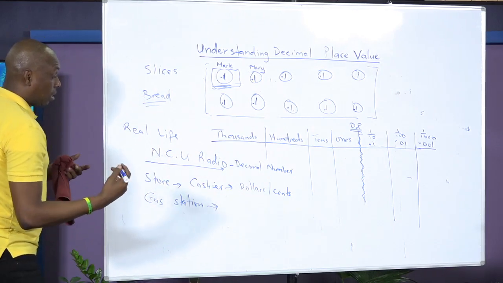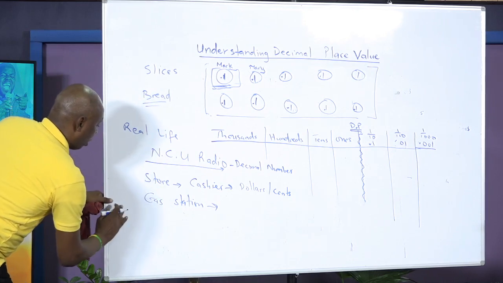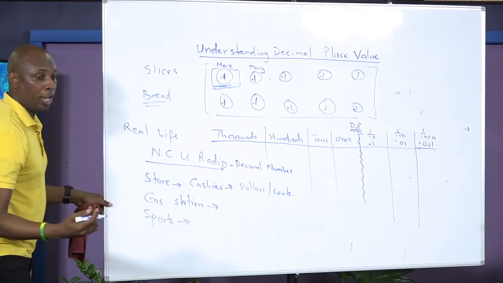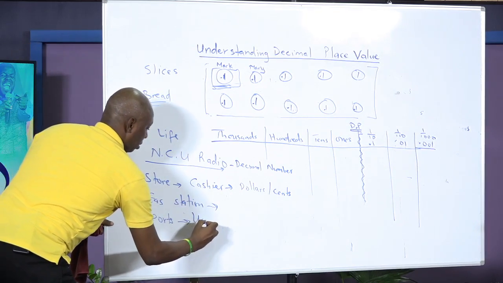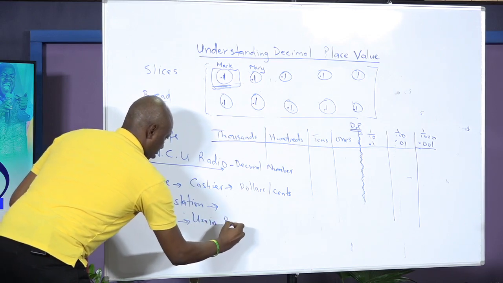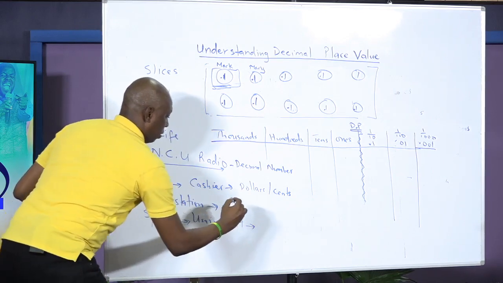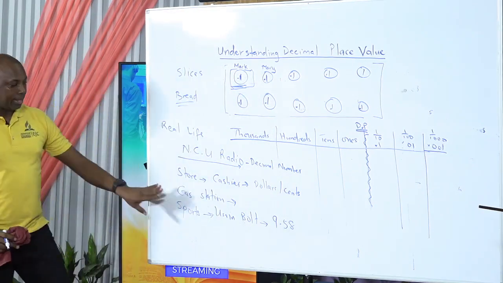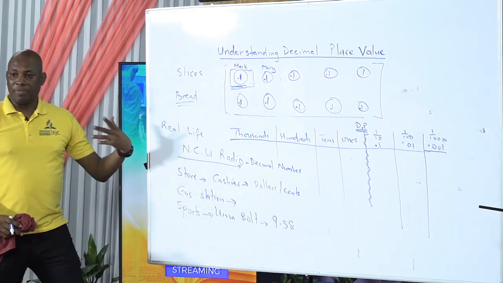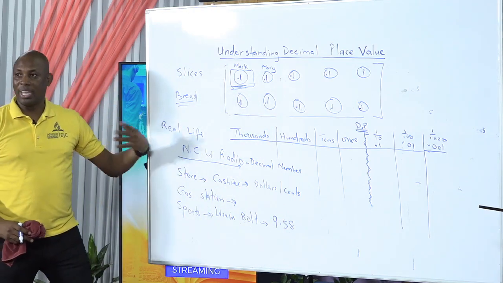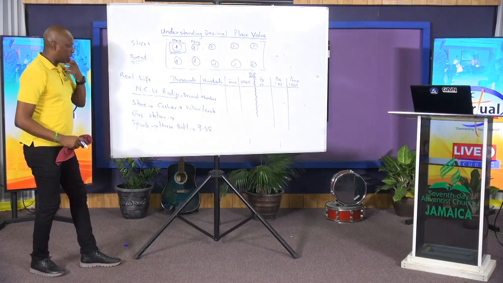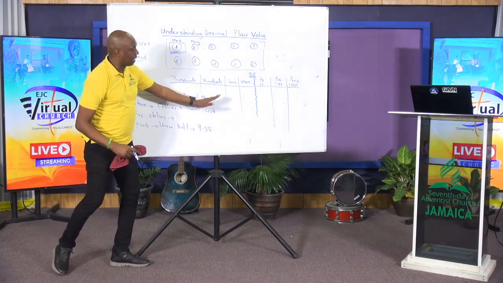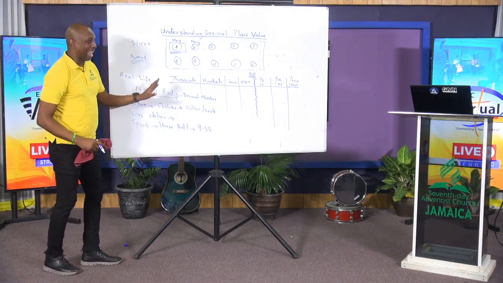You could look at it in another way. If anyone loves sports, remember we spoke earlier about Usain Bolt. His world record run is 9.58. That's a decimal number. So when you think of decimal numbers, they are used in everyday life, everyday experience. It's very, very important that you recognize that we are not just using these concepts in mathematics and you're not going to be using them again.